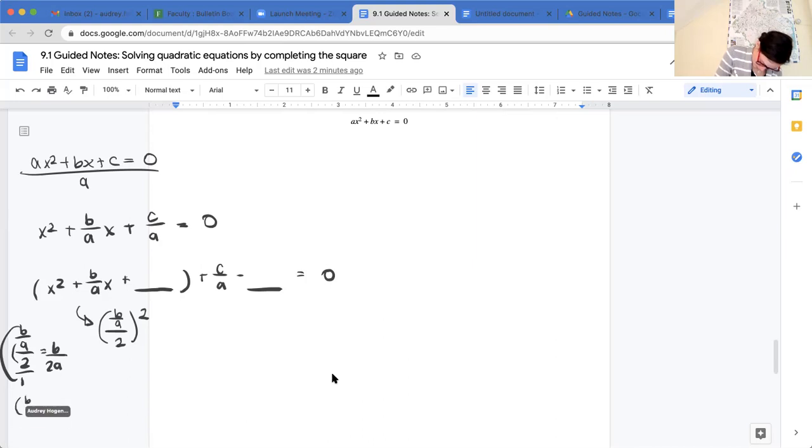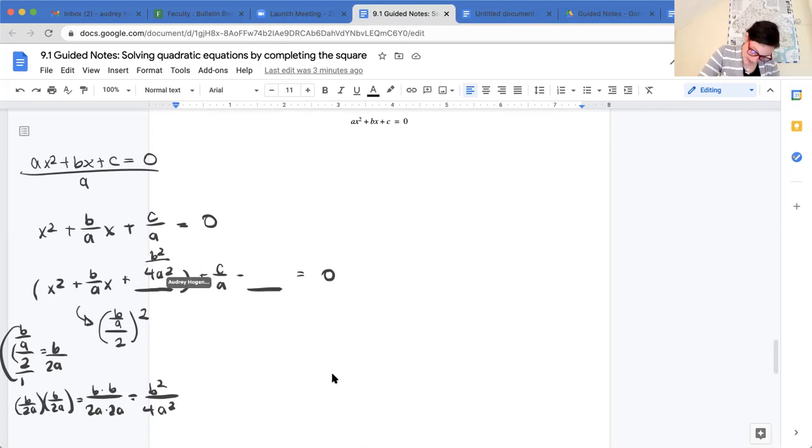And then we're going to have b over 2a times b over 2a, which is going to be b times b over 2a times 2a, which is b squared over 2 times 2 is 4, a times a is a squared. So we're going to have b squared over 4a squared. And that is going to be what we are going to add. We're going to have plus b squared over 4a squared. And that is also what we are going to need to subtract, right? Because we can't really change the equation in any way. So what we add, we have to go ahead and subtract as well.